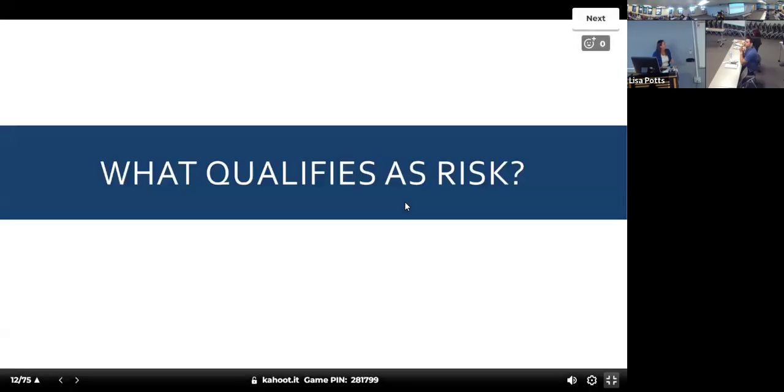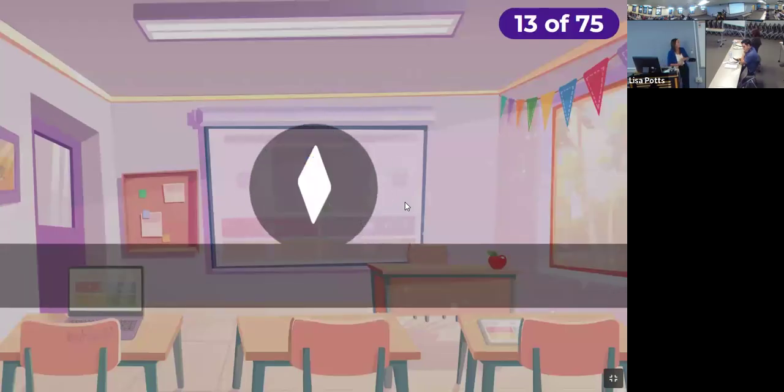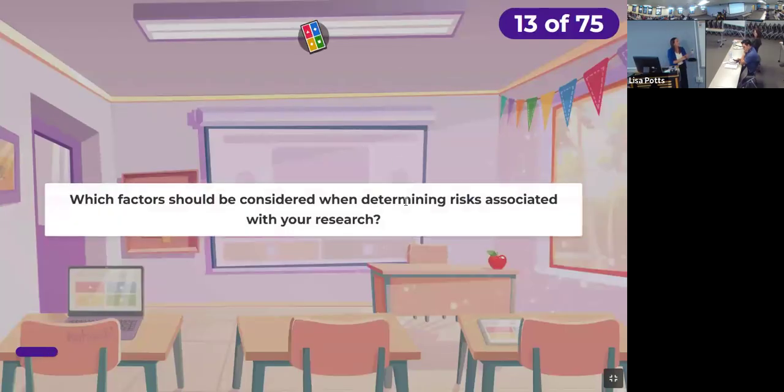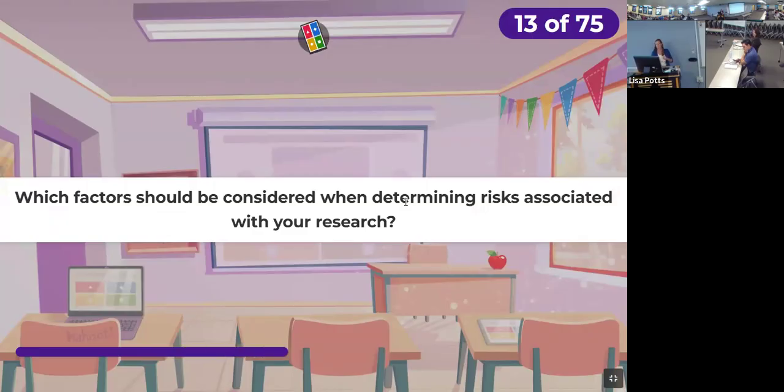All right, so with that, then what is risk? So I think we have another question here. There's more than one on this one.